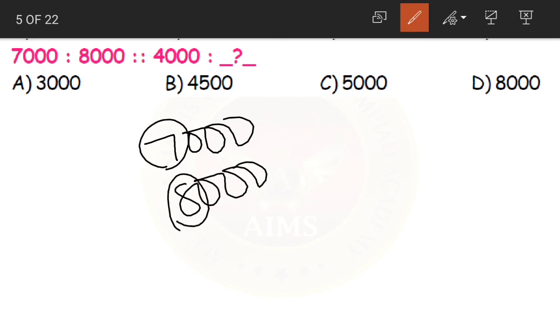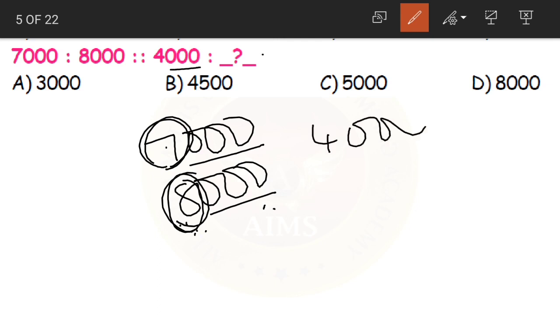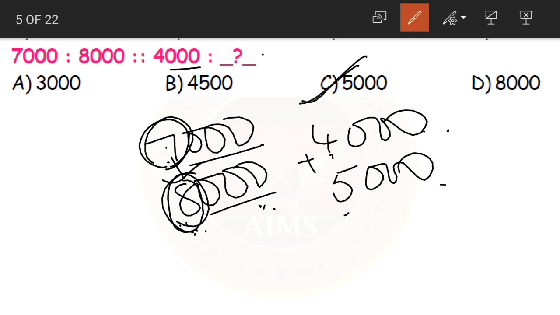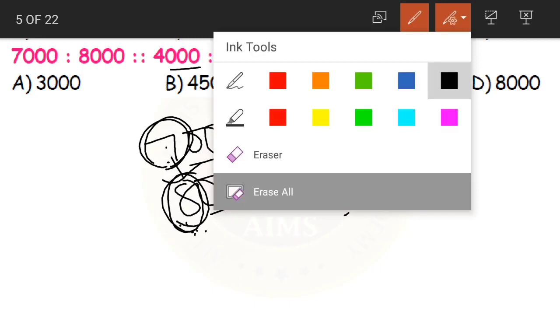We know that 7 plus 1 is equal to 8, and the 1000 is the same here. In the same way, our next number should also have 3 zeros after the 4, right? And 4 plus 1 becomes what? 4 plus 1 becomes 5. Understood? 7000, 8000. In the same way, 4000 is to 5000. The correct answer is option C, 5000.